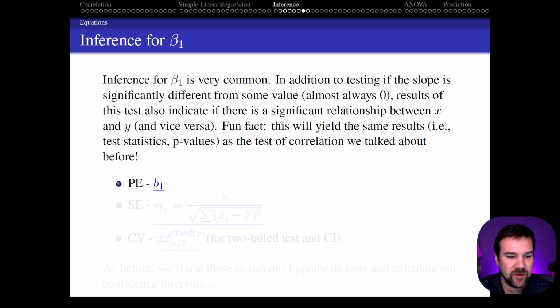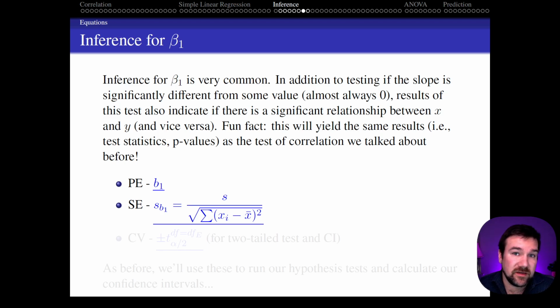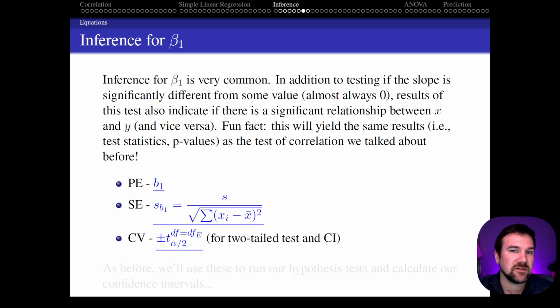All right, so my point estimate is B1. That is my slope equation from earlier when we did the simple linear regression: the sum of (x minus x bar)(y minus y bar) divided by the sum of (x minus x bar) quantity squared. The standard error, again, I'm denoting as S sub B1, so that indicates this is the standard error of B1 instead of the standard error of B0. That's just going to be that S value, kind of the starting place, divided by the square root of the sum of (x minus x bar) quantity squared. We're seeing a lot of that sum of (x minus x bar) quantity squared pop up over and over again. Critical values, same critical values as we had before.